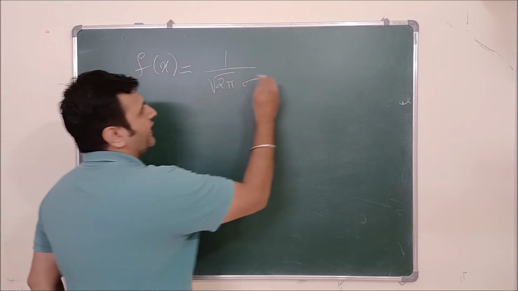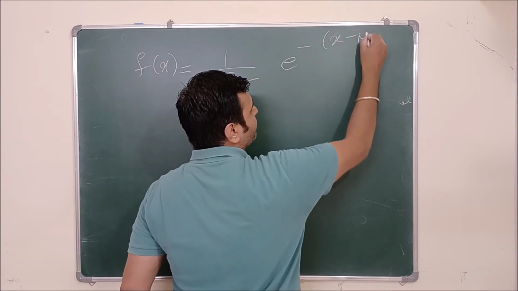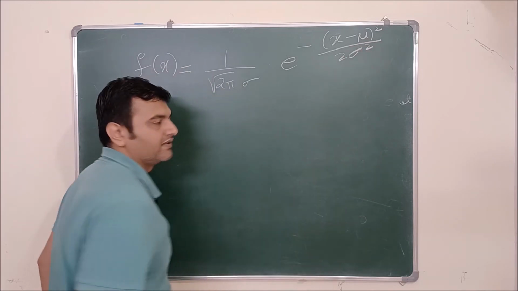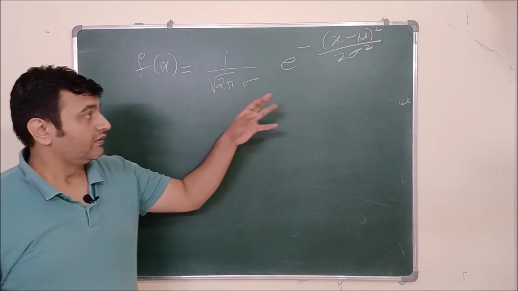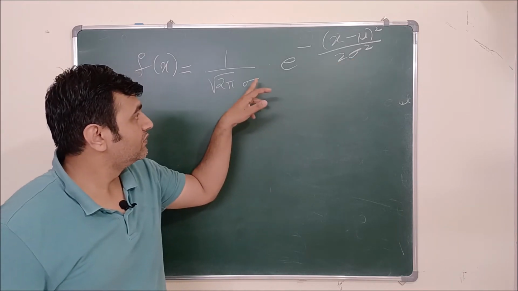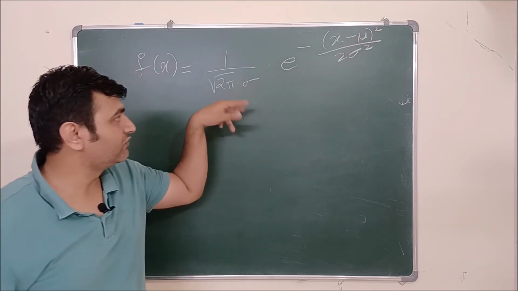But yeah, and this is nothing but e raised to minus, you translate by the mean, x minus mu square upon twice the sigma square. Now you can see in the earlier case your sigma square was 1, so it was divided by 2, your mean was 0, and here it was mod sigma.